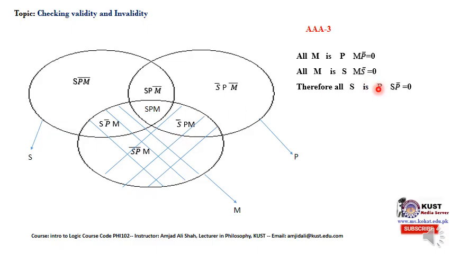What does the conclusion say? The conclusion says S P-bar is equal to 0. Now the area of S P-bar, this one is shaded, this clause, but this clause is not shaded. The remaining clause is not shaded. So it means that these premises do not support the conclusion conclusively, and if the premises do not support the conclusion conclusively, in other words, it is called invalid. So our argument, the form AAA3, is invalid.